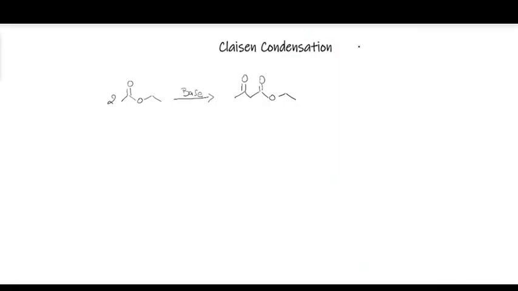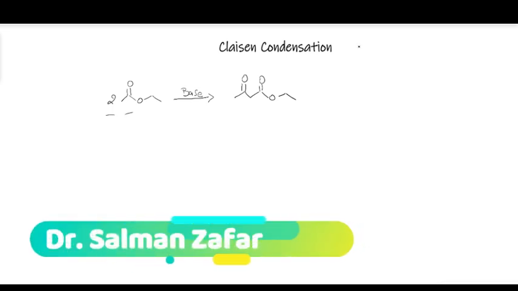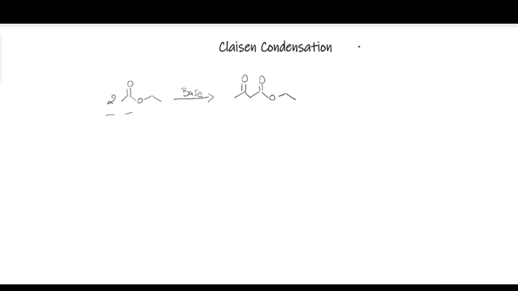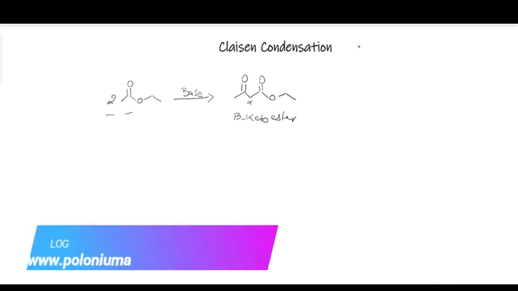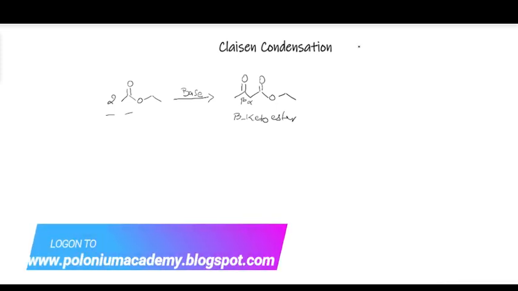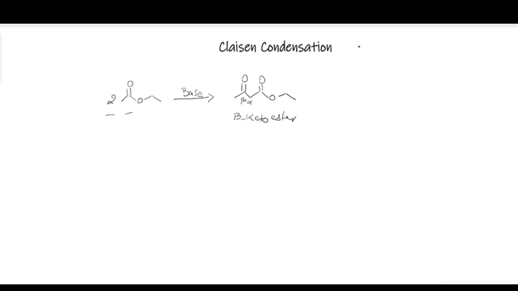As I said earlier, Claisen condensation is the self-condensation of an ester. You can see here the two molecules of this ester condense together in the presence of a base to give this beta-keto ester. Why we call it a beta-keto ester is because we have a ketone functional group beta to this ester moiety. Let's see how the mechanism works for this reaction.